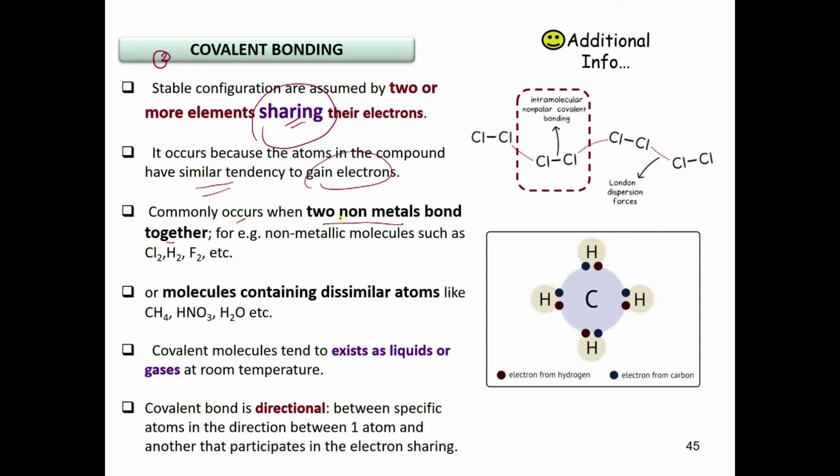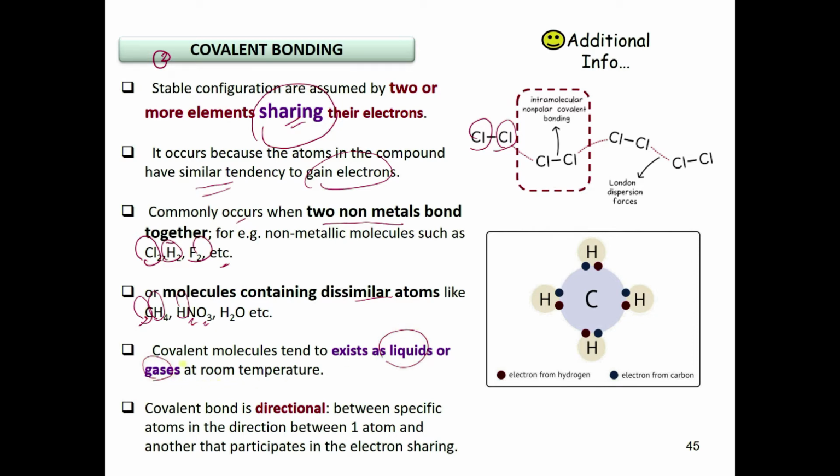This occurs when you have two non-metals bound together, such as chlorine gas, hydrogen gas, fluorine gas, and so on, where you have similar atoms, Cl with Cl. Or you can have covalent bonding in molecules containing dissimilar atoms, like methane with carbon and hydrogen, nitric acid with hydrogen, nitrogen, and oxygen, as well as water with hydrogen and oxygen atoms. Covalent molecules tend to exist as liquid or gaseous at room temperature.